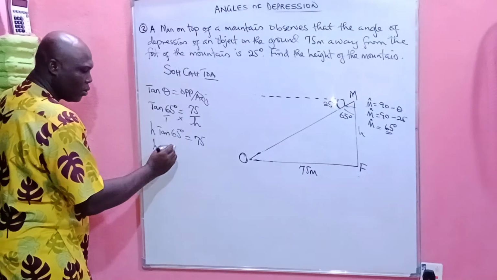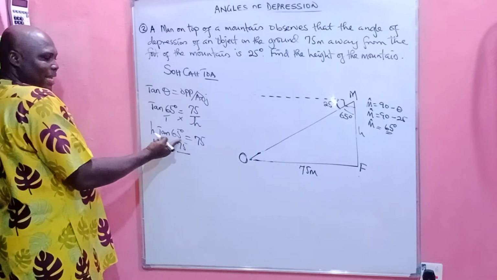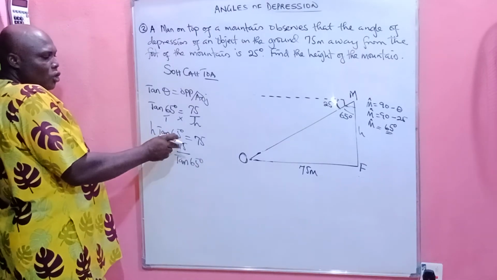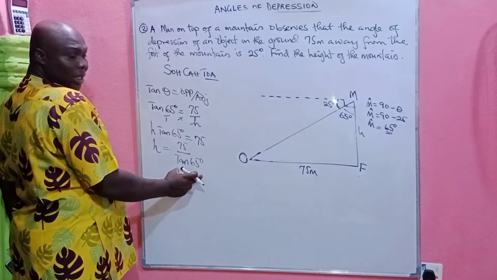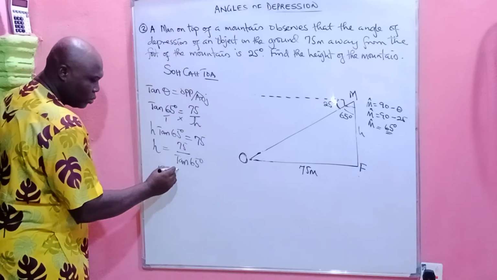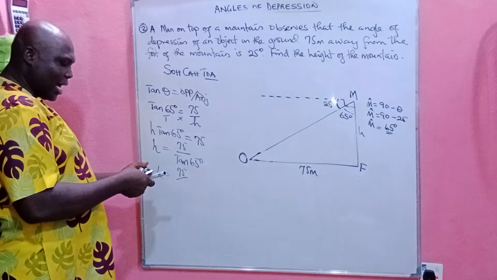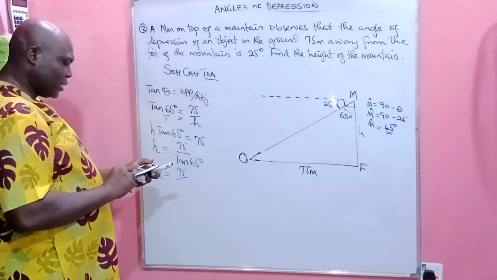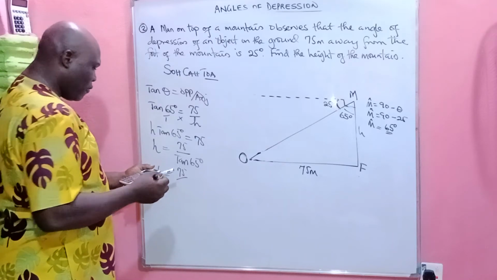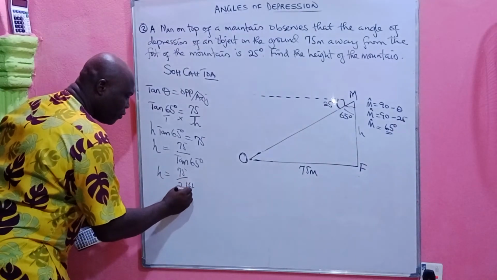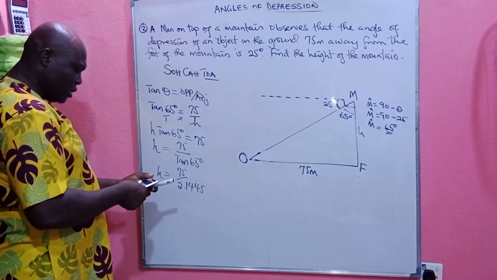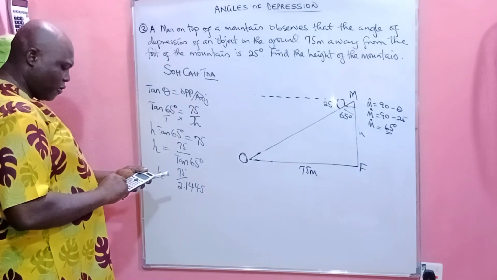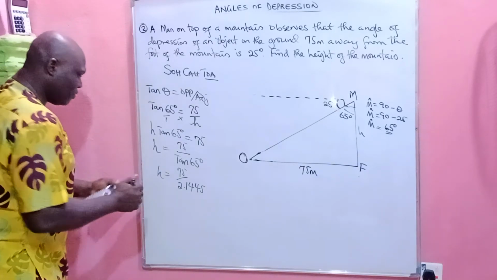Therefore, H now will be equal to 75 divided by tan 65, because we are trying to make H the subject of the formula. So whatever is here will come down here. So we are going to have H equals 75 divided by tan 65. The tan of 65 degrees will give us 2.1445. All right, so we want to divide 75 now by 2.1445, and that will give us the height of that mountain.